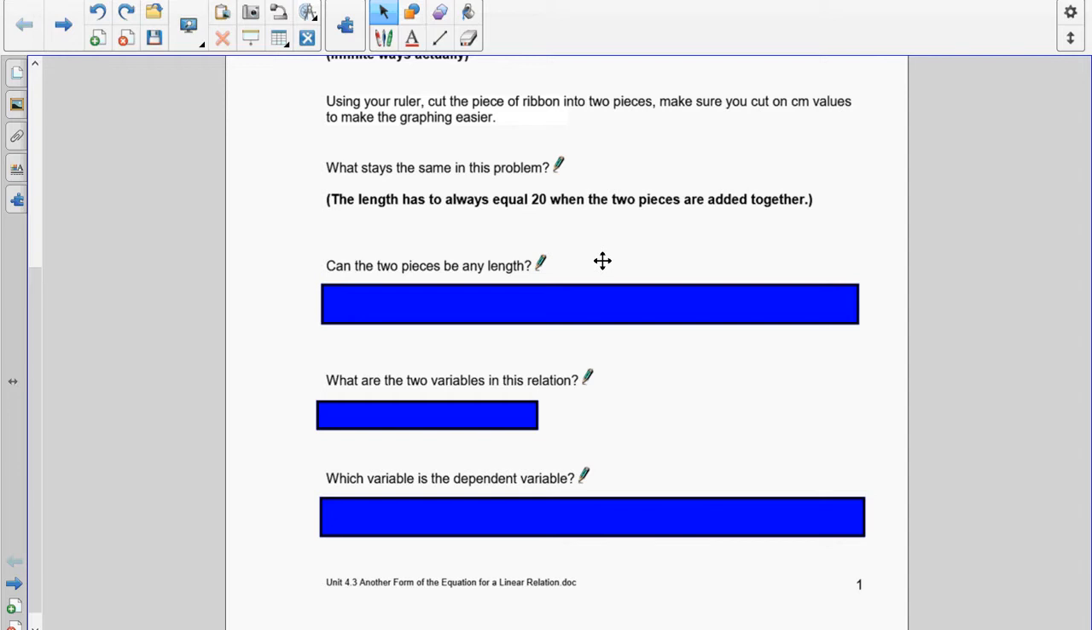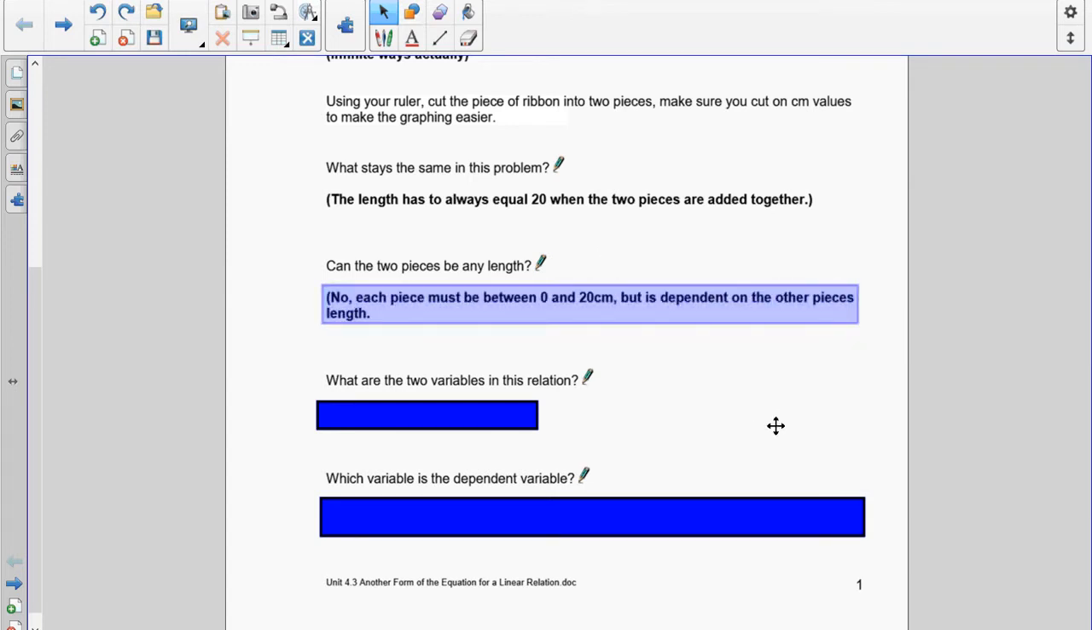Now, could you cut it at 0? The answer to that is no, because if you have a 0 centimeter piece, that's basically nothing. So you'd only have one piece left over, which means you wouldn't have cut it into two pieces. The same rule goes for 20. You can't cut it to 20 because you basically wouldn't have two pieces. So you have to cut the two pieces between the lengths that are between 0 and 20.